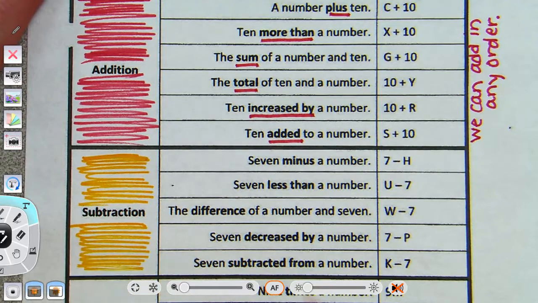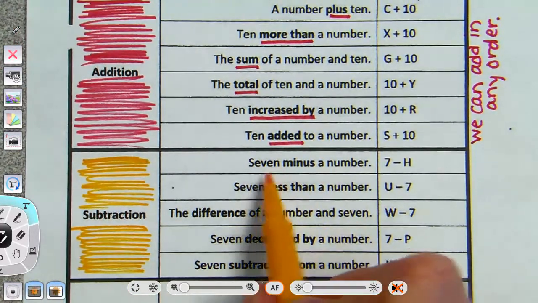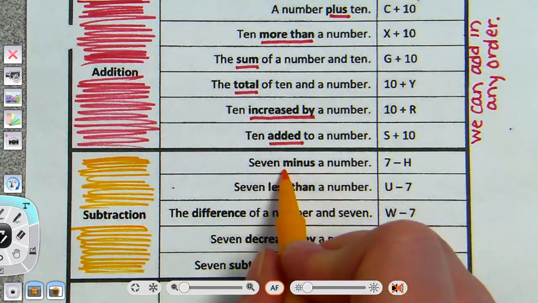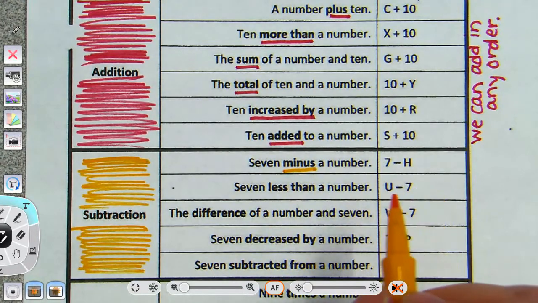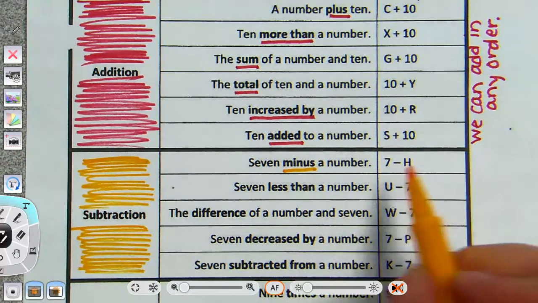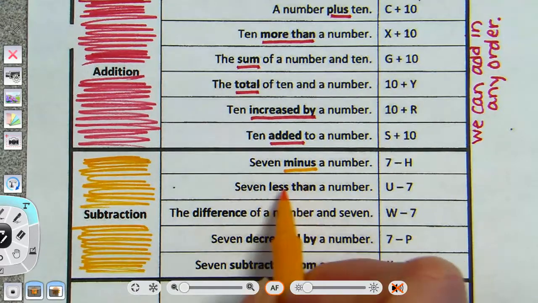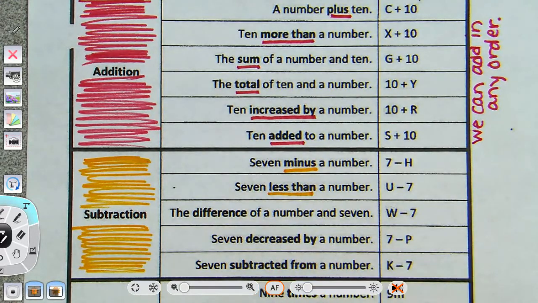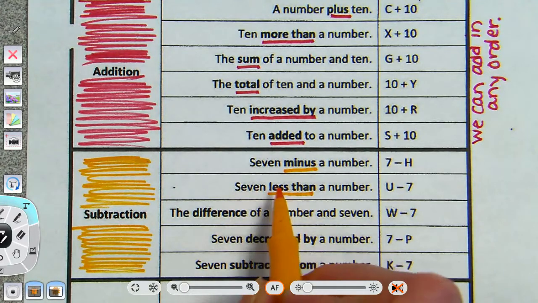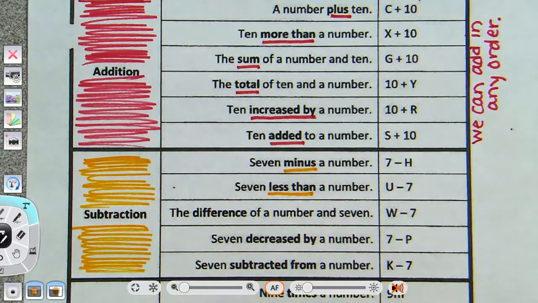Okay. Now, 7 minus a number. That word minus is a really good clue that we're subtracting. We would show this as 7, a minus sign, and then a mystery number, we chose the letter H. Okay, 7 less than a number. So less than is our clue that it's subtraction. And it's 7 less. We're going to connect those, and we'll talk about that in a minute.